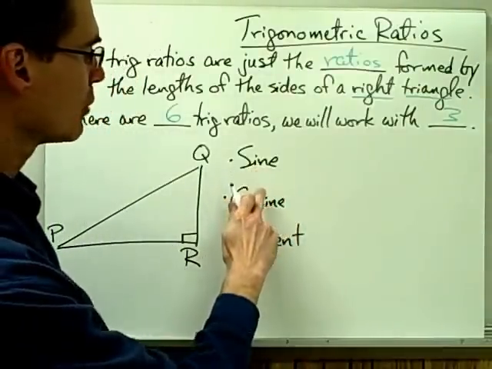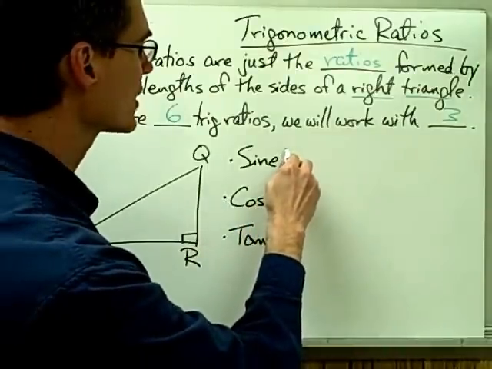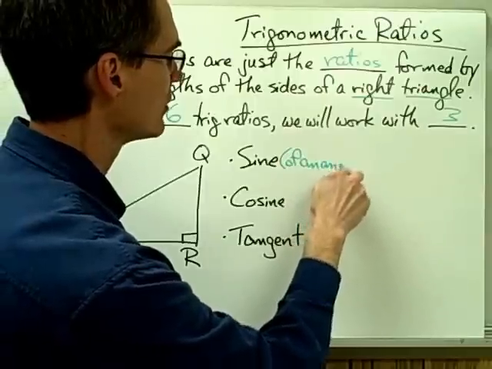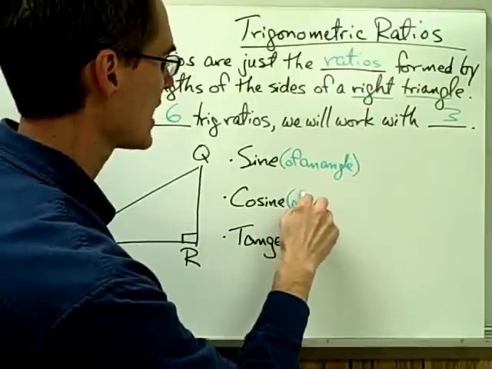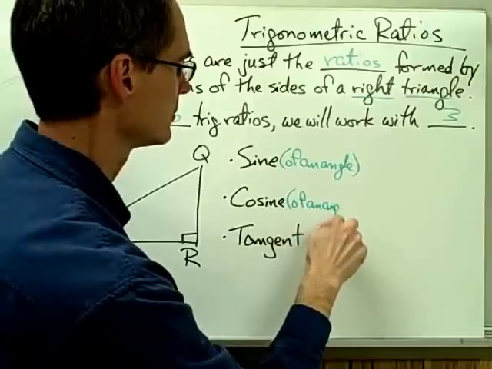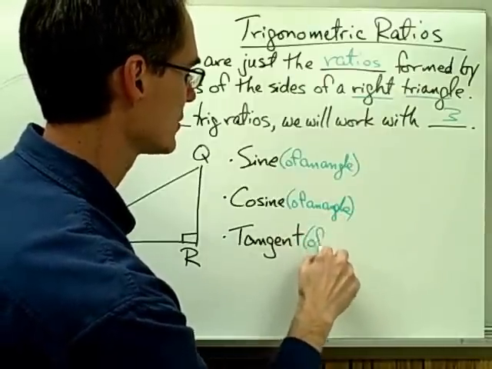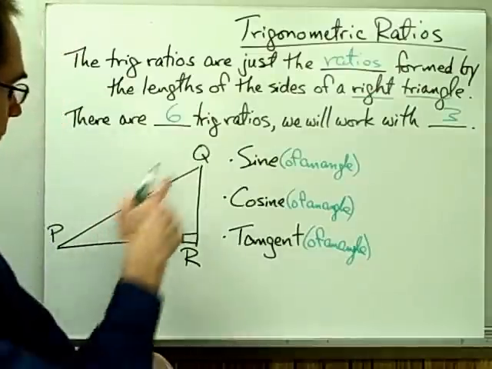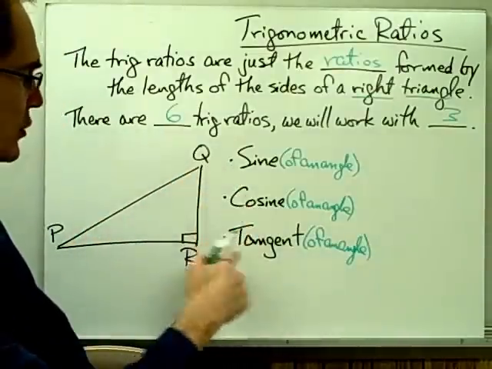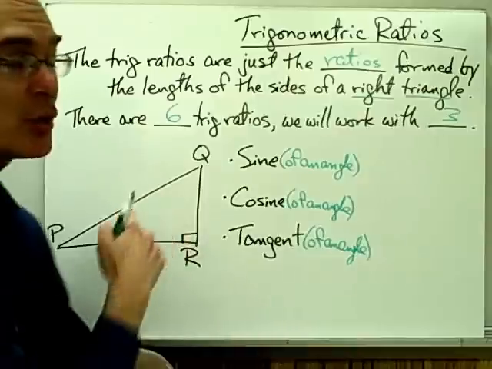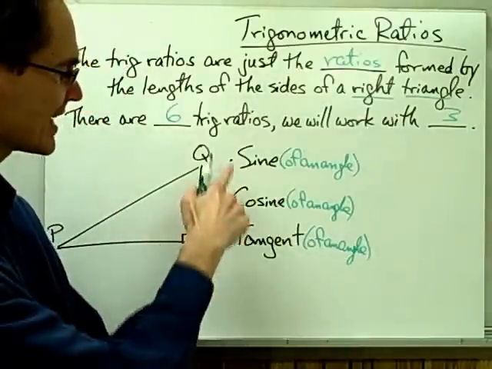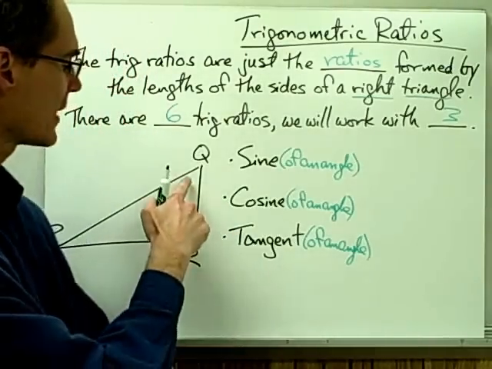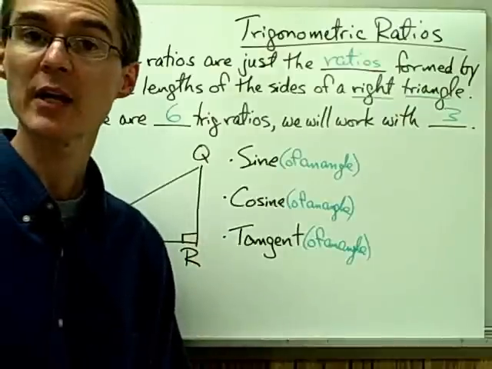Now, in particular, when we talk about sine, cosine, and tangent, we're talking about the sine of an angle, the cosine of an angle, and the tangent of an angle. So, for example, it's going to be the sine, cosine, and tangent of one of the acute angles of our right triangle. You can take the sine, cosine, or tangent of a right angle, but for our purposes, we're just going to be talking about the sine, cosine, and tangent of the two acute angles of a right triangle.